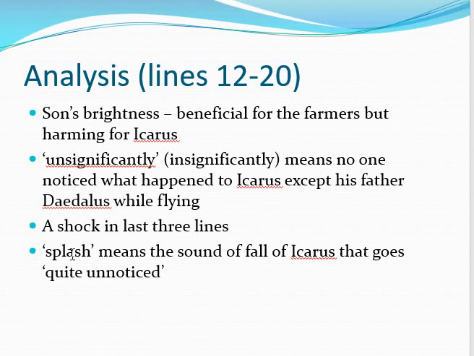There is a splash sound. Now splash is used here as onomatopoeia, and it means the sound of the fall of Icarus that goes quite unnoticed. The words in the inverted commas are the exact wording of the poet. He has used the word splash to show that Icarus fell, and his fall was quite unnoticed. No one noticed it. The light sound of splash meant nothing to those who heard it. Even if someone heard it, it remained unnoticed because it was the sound of Icarus drowning.